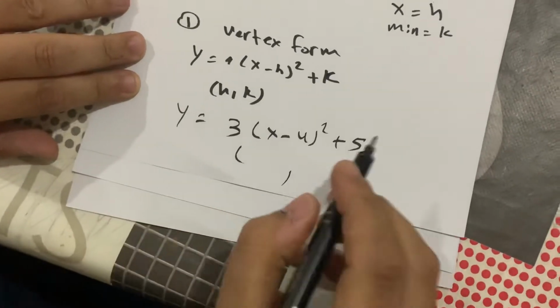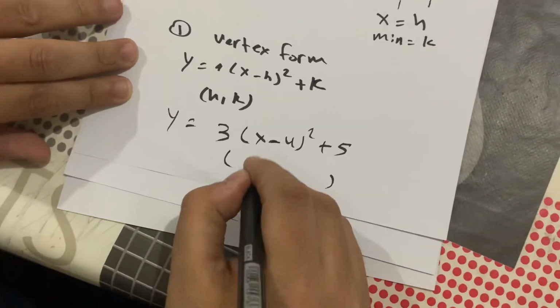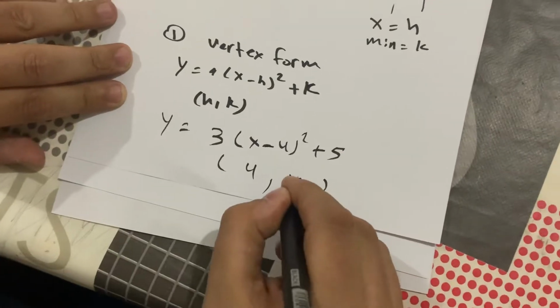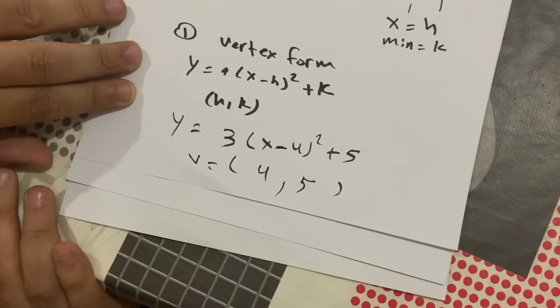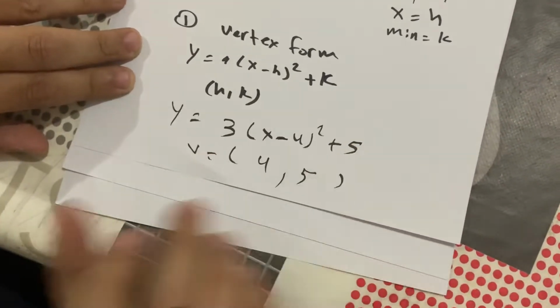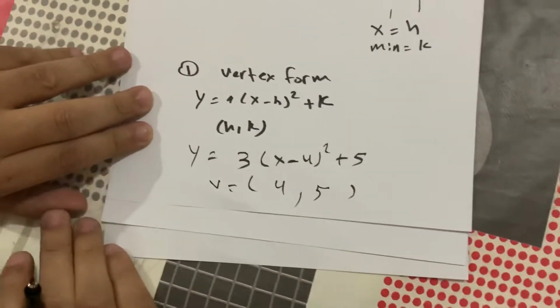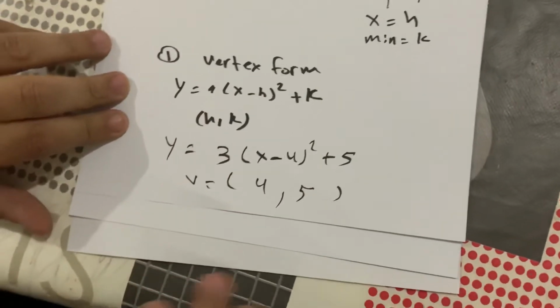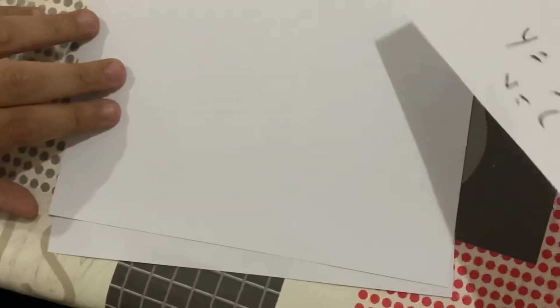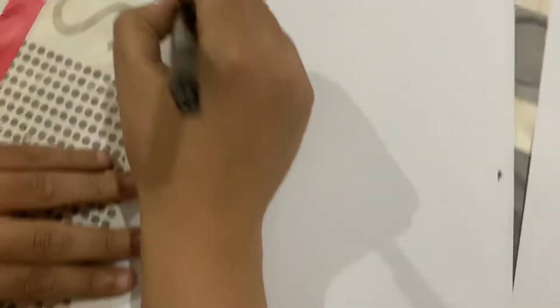أنا سامع واحد بيتكلم صح، برافو عليك. h is 4 and k is 5, so the vertex is what? 4 and 5. We can identify the vertex here without any steps from vertex form. Because of that, we call this form the vertex form. Okay. Number two, we have the standard form.